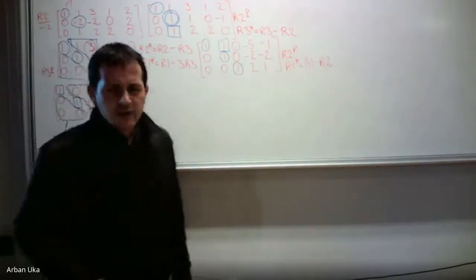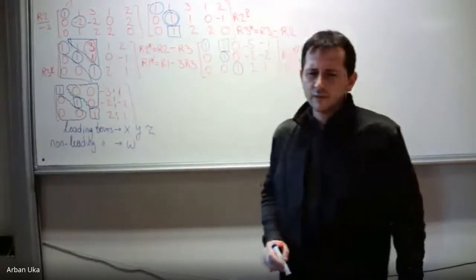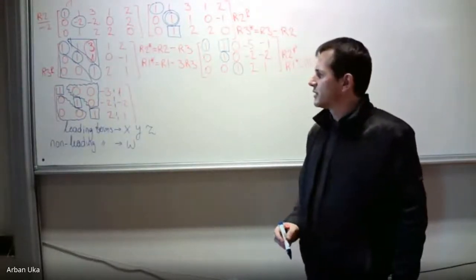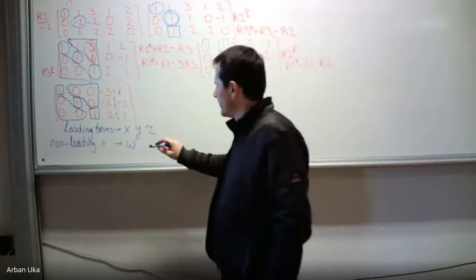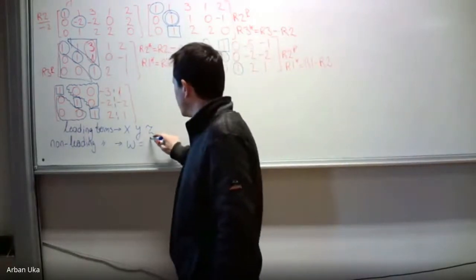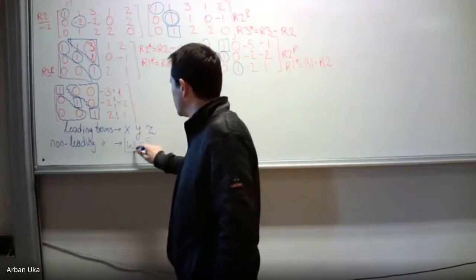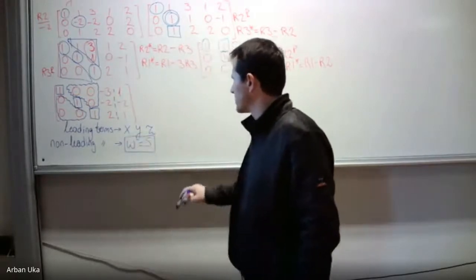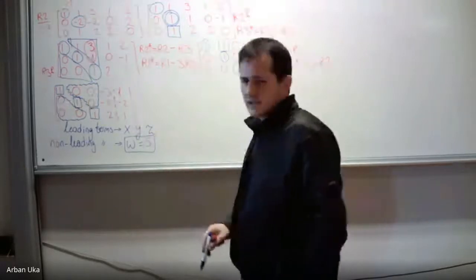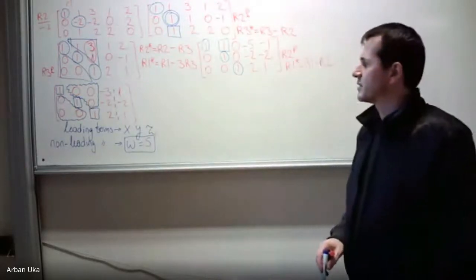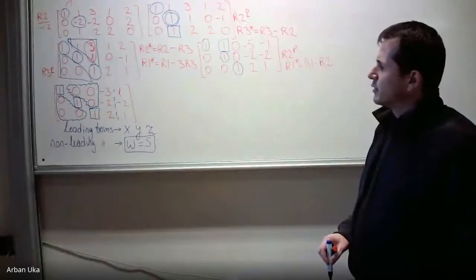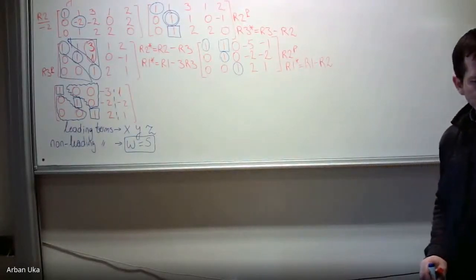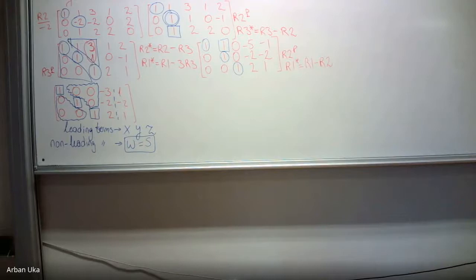Now, W is a free variable, so it can be any value. It is not restricted by any relationship. Since this is a free variable, we can write W equals S, where S is any number in the real number space. Then it looks like we have simplified these as much as possible. Probably this is the best we could do.